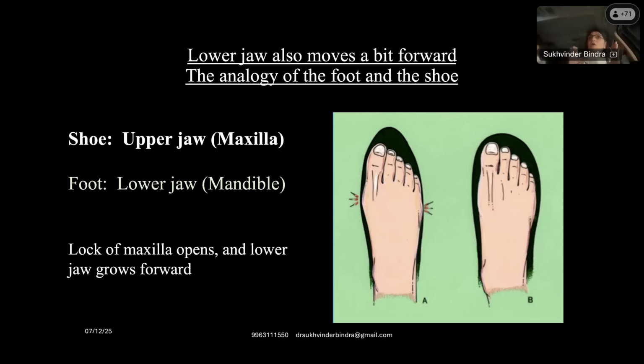Now, all of you imagine wearing a narrow shoe. If you want to slide your foot forward, you will not be able to. But if we widen the shoe a bit, you will be able to slide your foot forward. So here the shoe is the upper jaw and the foot is the lower jaw. When you widen the upper jaw, the lower jaw also comes forward. Even if there is a 3 millimeter forward movement, as Dr. Vikas told, imagine the volume increase: 3 into 3 into 9 cubic millimeter.